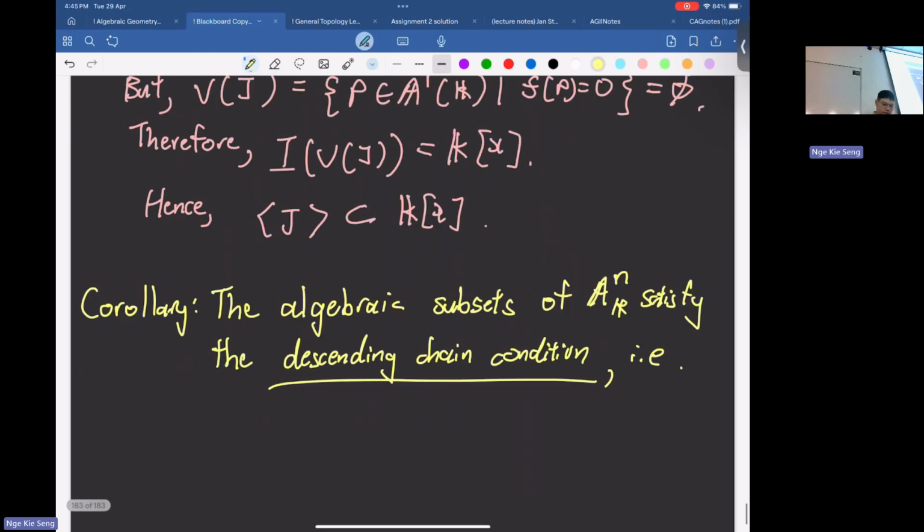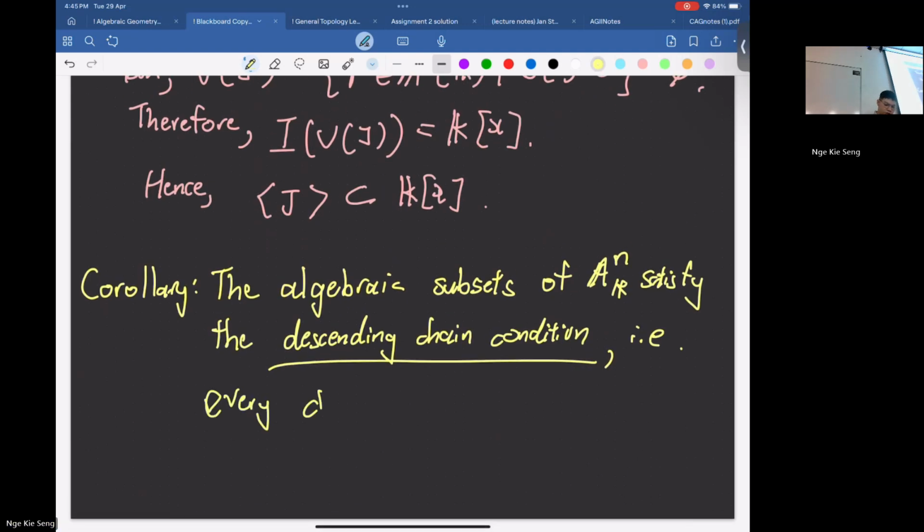Okay, so that is every chain such that descending. How to descend? So getting smaller. Ascending is getting larger, descending is getting smaller. Right. So S2 containing S1, S3 containing S2, getting smaller. Can you go on forever getting smaller or not? Your algebraic set getting smaller.